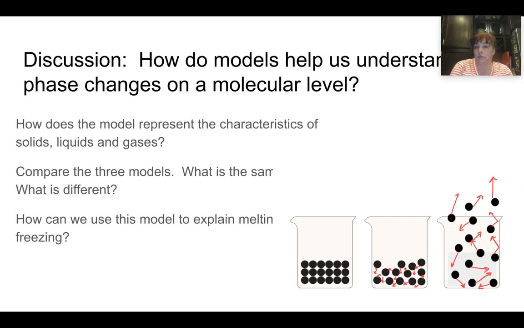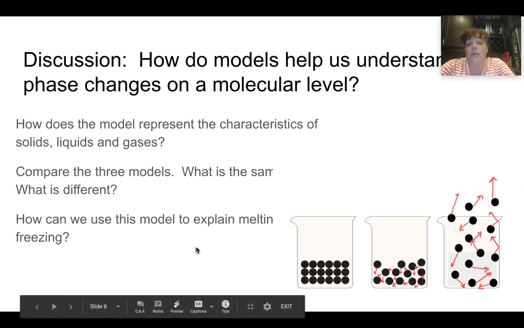What is different? As we've said before, the solid has its own shape and it's locked into a grid formation. That's why I can pick it up. The liquid, it's moving around. There's some movement. It takes on the shape of its container. And then the gas takes on its own shape. It doesn't have the shape of the container, especially if it's open. It has a lot more movement and there's a lot more space between the molecules. Okay, how can you use this model to explain melting and freezing? That's going to be another part of your assignment.